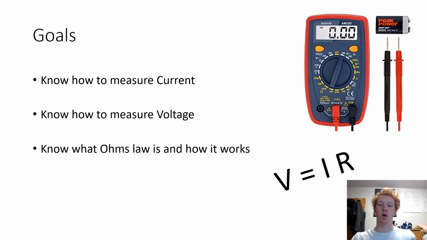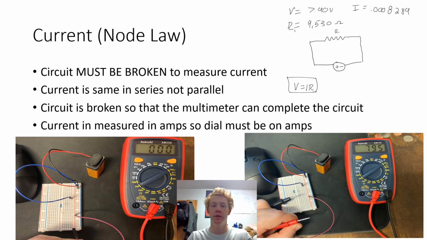As you can see, we're going to measure current and voltage with the multimeter shown in the photo above. V equals IR is Ohm's law, which I will teach you about at the end of the presentation. To start, we will go over current, which can be known as the node law or Kirchhoff's current law. It's important to note right off the bat, my current reading on the bottom right does not match my current at the top right. This is because two different measurements were made and one photo was forgotten to be taken.